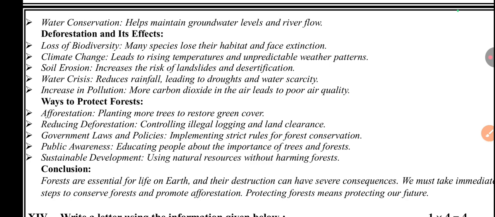Ways to protect forests: afforestation, planting more trees to restore green cover. Reducing deforestation, controlling illegal logging and land clearance. Government laws and policies, implementing strict rules for forest conservation. Public awareness, educating people about the importance of trees and forests. Sustainable development, using natural resources without harming forests.